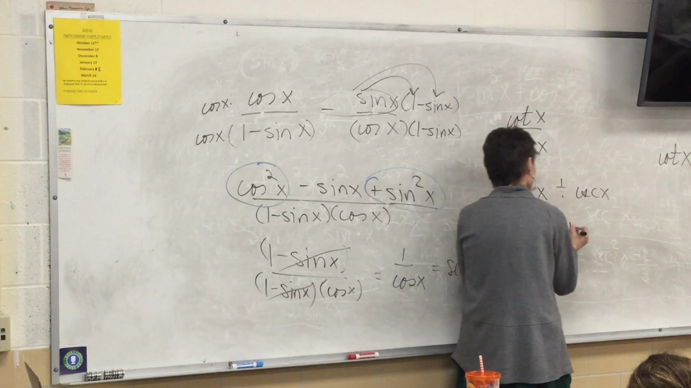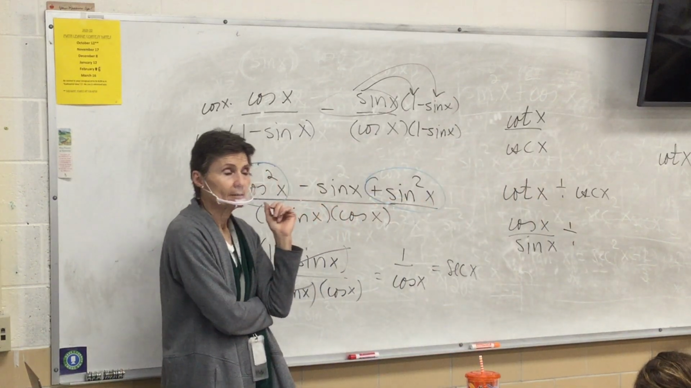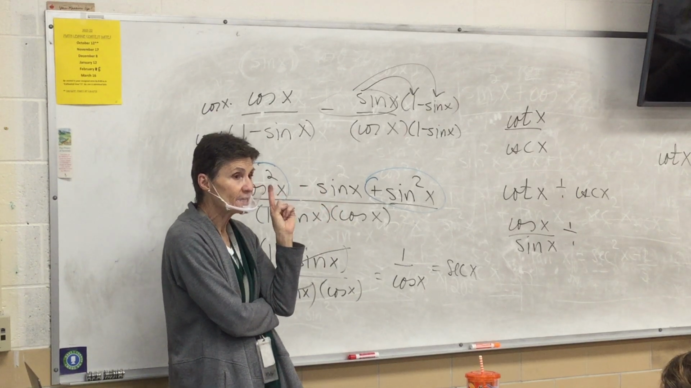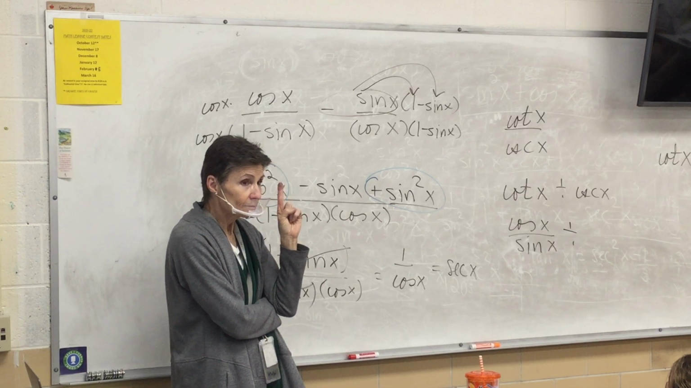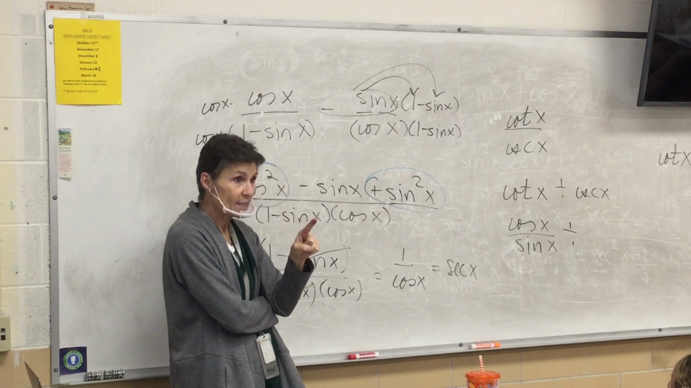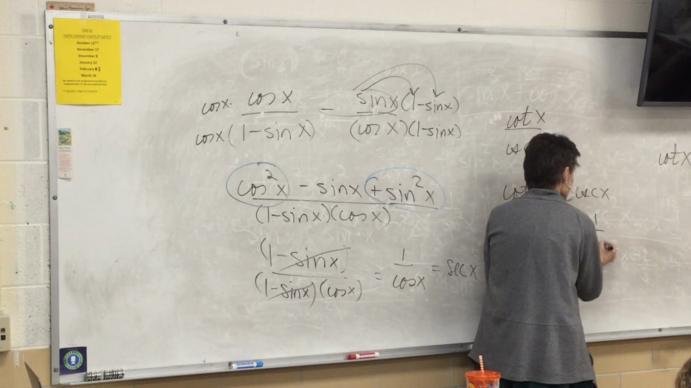So that's divided by, all right, what is cosecant? You know this. Cosecant is the reciprocal of the sine. So this is the same as 1 over sine, isn't it?